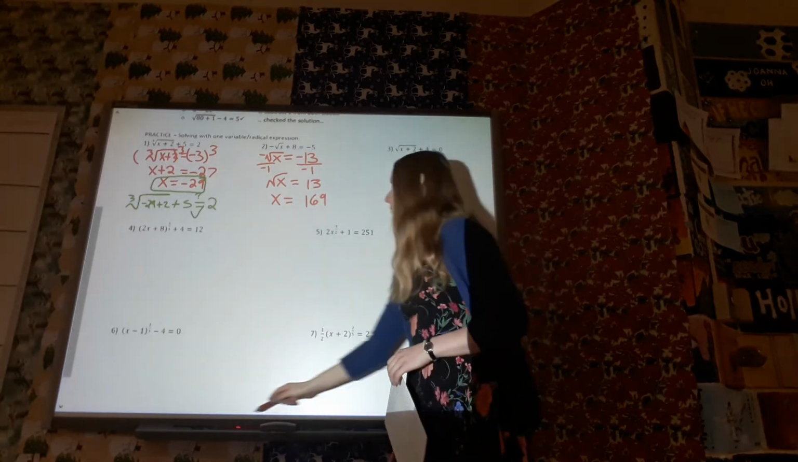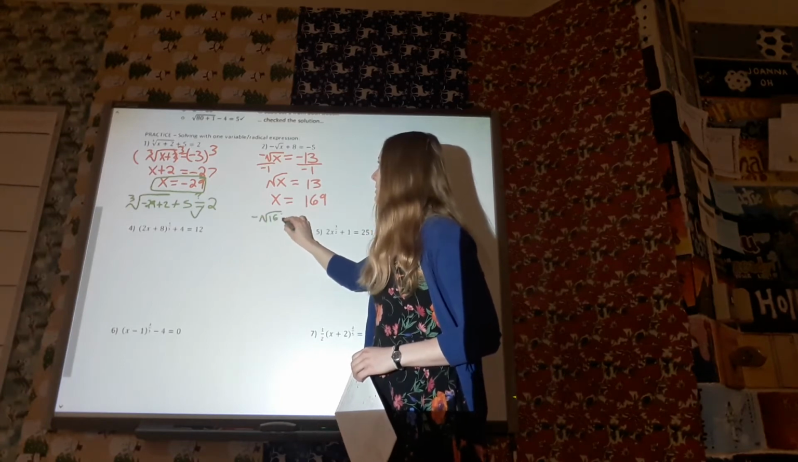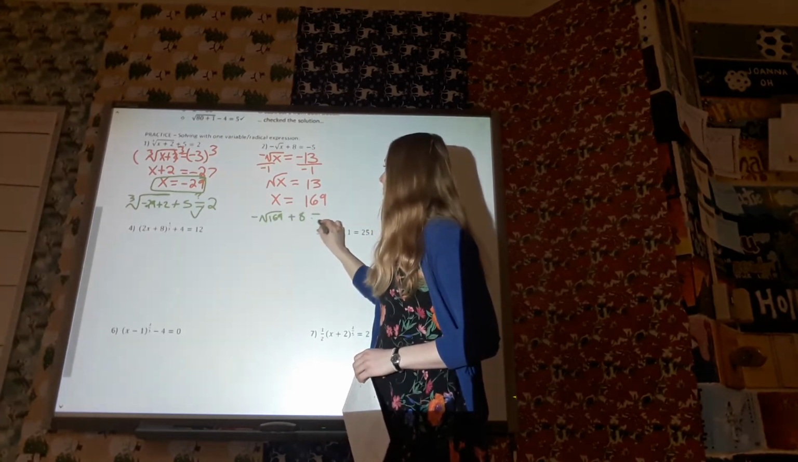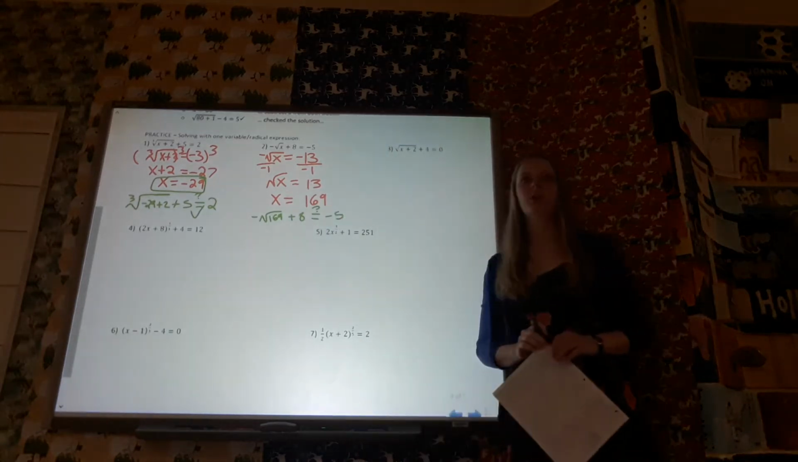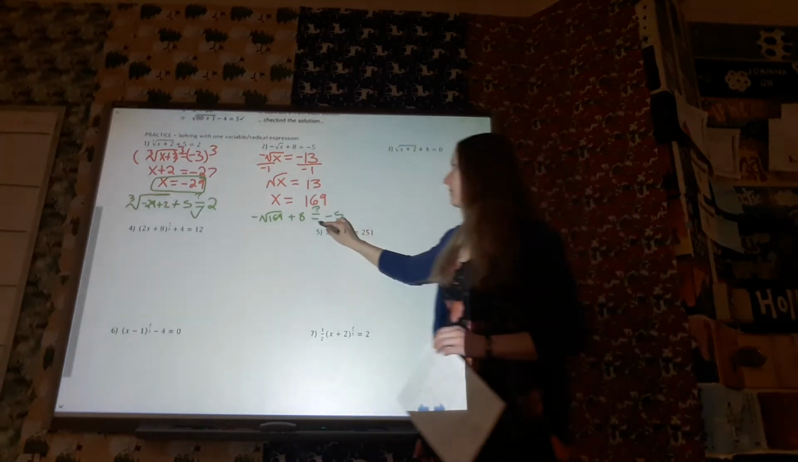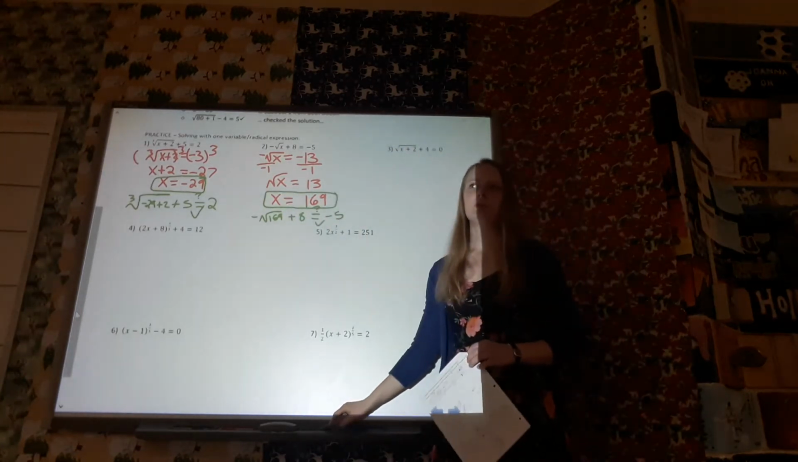Okay? And then just really quickly, you're going to check to make sure that's correct. You're going to do the negative square root of 169 plus 8. Make sure that's equal to negative 5. Should check out. That would be your final answer. Right? Pretty simple stuff so far, right?